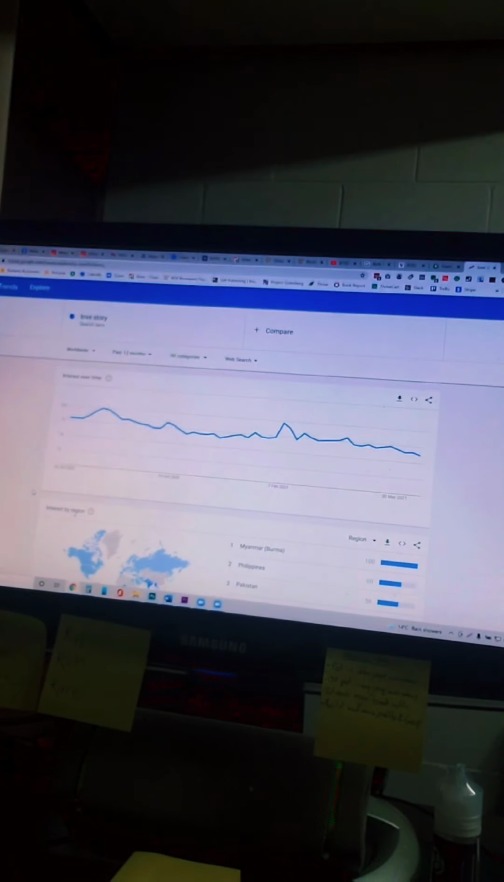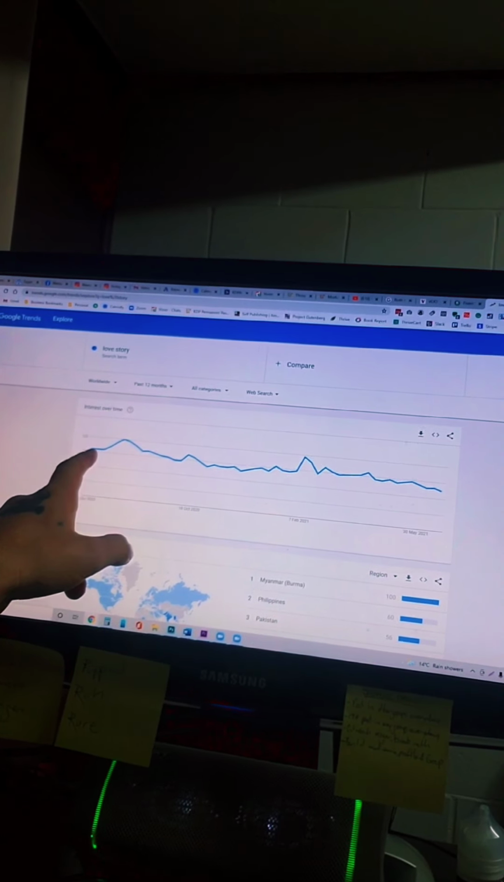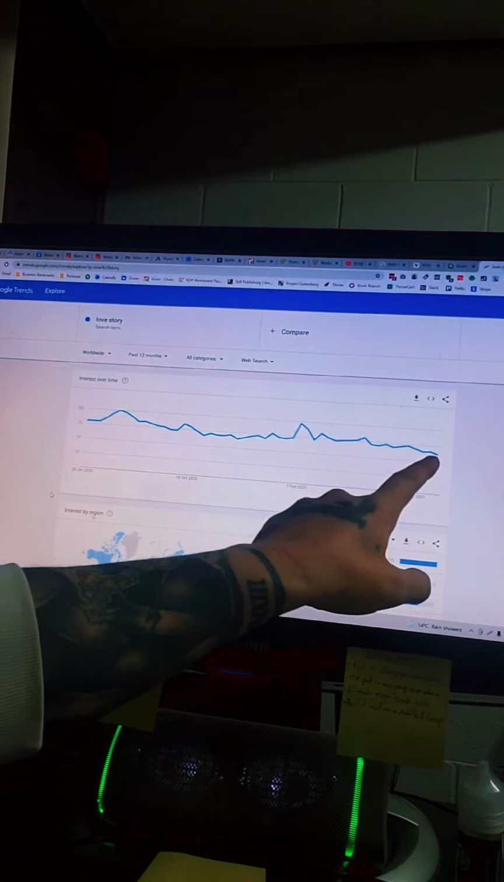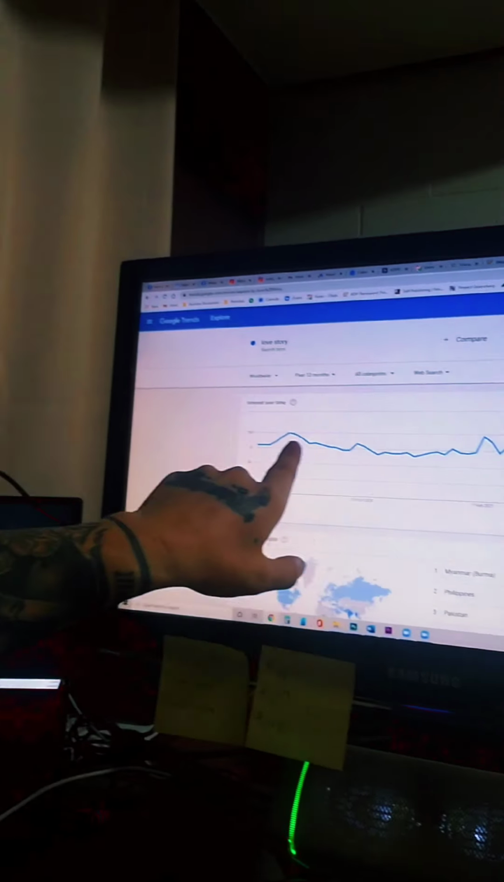So I'm going to give you an example here. I've typed in love story. Love story is a keyword that has massive search volume. It also has massive competition because it's one of those genres that everybody wants to get into. But if you actually have a look at this keyword, love story, I don't know if you guys can see that well, here it starts here, and over 12 months, it's actually trending down, guys. So love story, that specific keyword, is not a keyword that I would ever use.